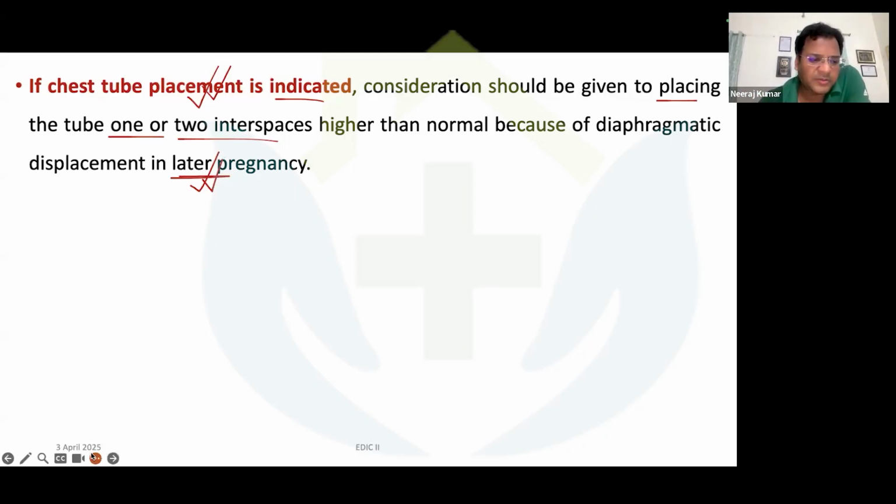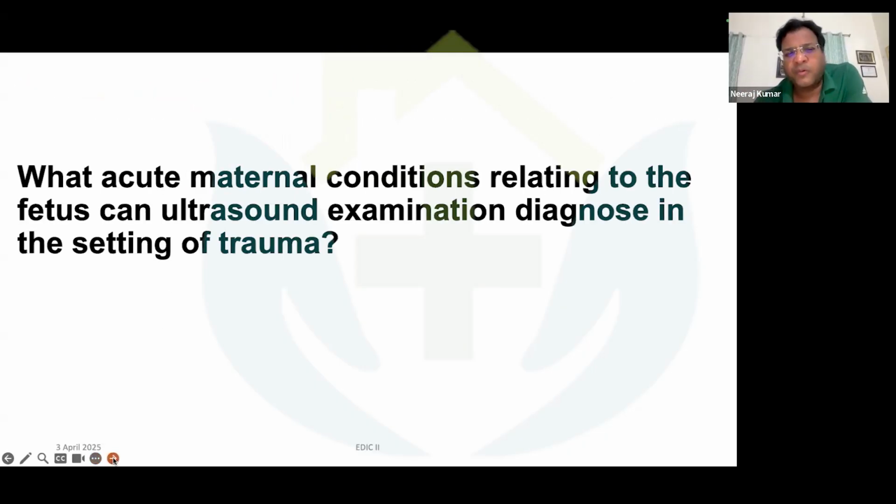Now coming to the next part: what acute maternal conditions relating to the fetus can an ultrasound examination diagnose in settings of trauma? Again, these are stem questions. They will give an obstetric scenario, and after that they will keep asking this sequence, what acute maternal condition relating to the fetus needs ultrasound examination for diagnosing.